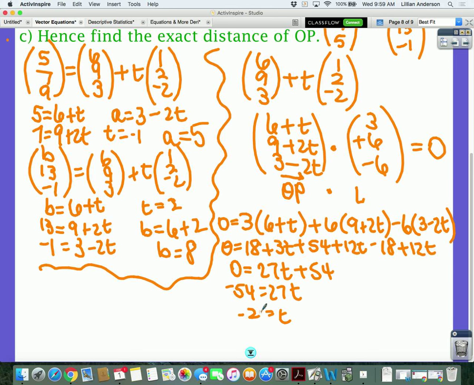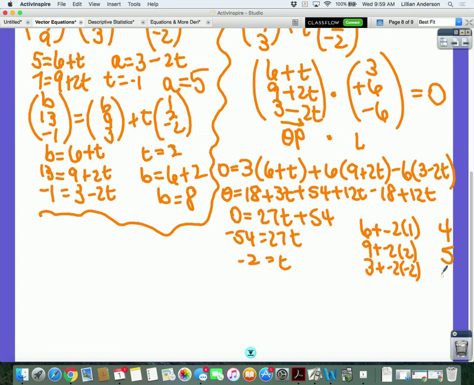So when we go to plug it back in, that's 6 plus a negative 2 times 1, which is what? 4. That's 9 plus a negative 2 times 2, which is 5. And then that's 3 plus a negative 2 times a negative 2, which is... and there is T.